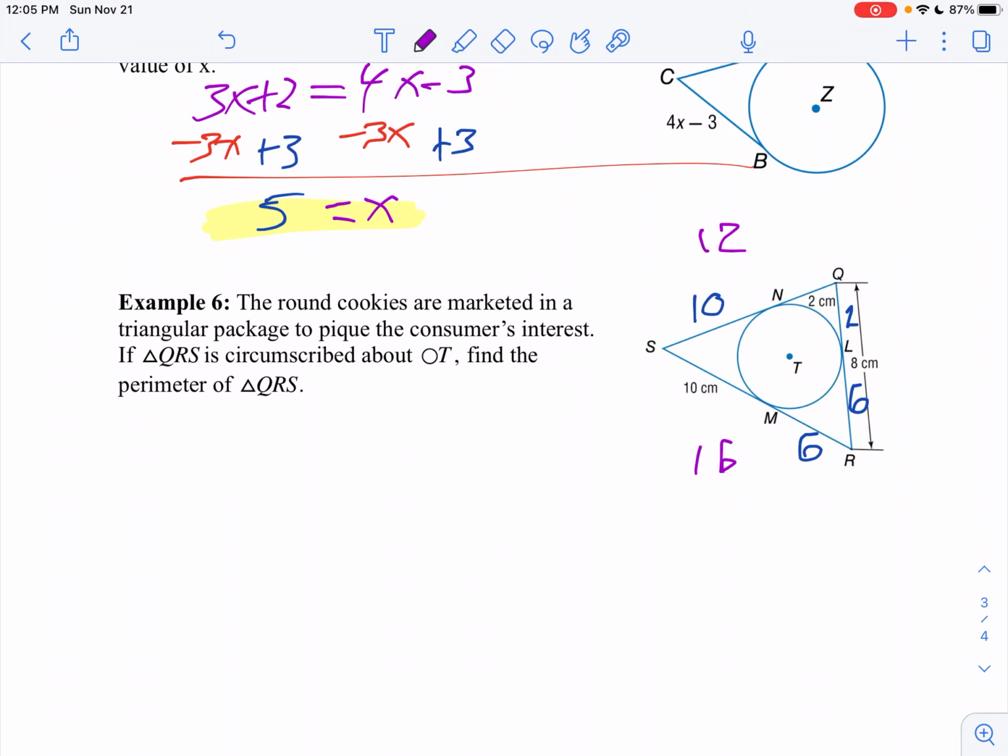So to find the perimeter, I'm going to take 12 plus 16 plus 8. Well, that's 28 plus 8. That's 36 centimeters, the perimeter of your new triangle.